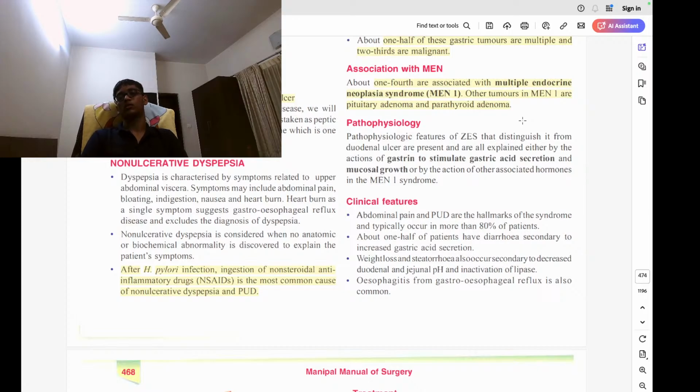The pathophysiology of ZES, which is distinguished from duodenal ulcer, is explained either by the action of gastrin to stimulate gastric acid secretion and mucosal growth, or by the action of other associated hormones in the MEN1 syndrome. So compared to duodenal ulcer, this will happen. Gastrin is there, which stimulates gastric acid secretion and mucosal growth.